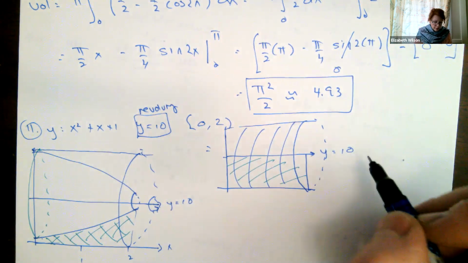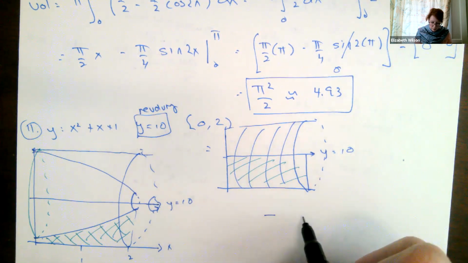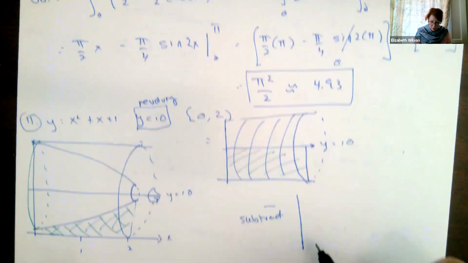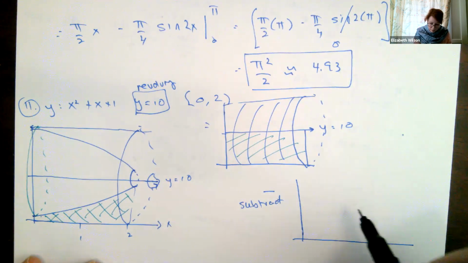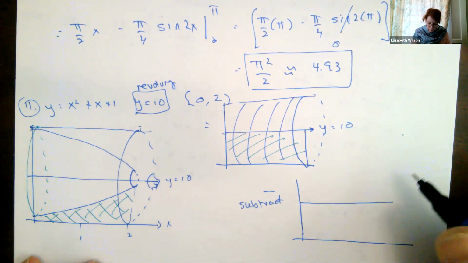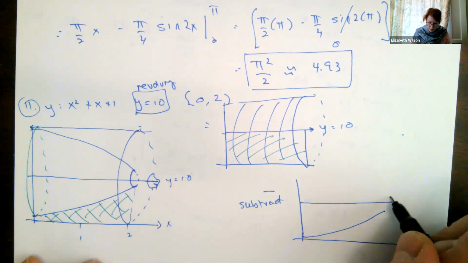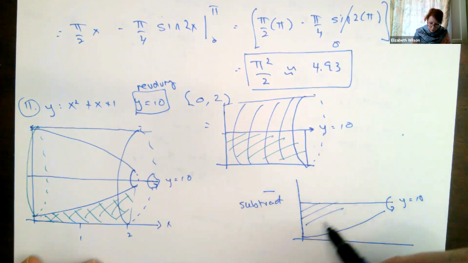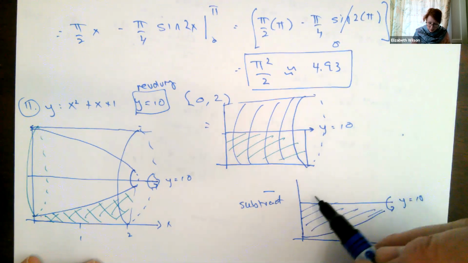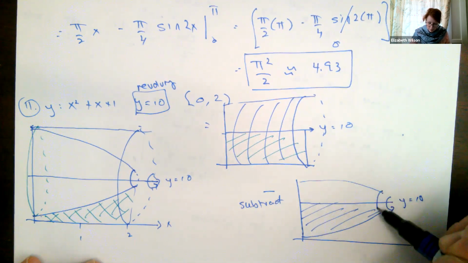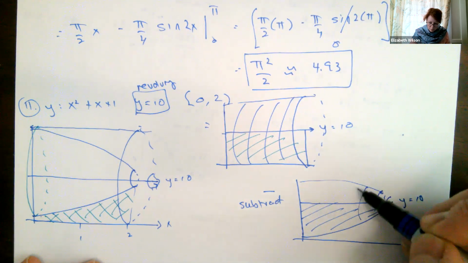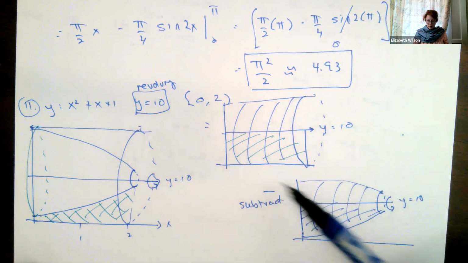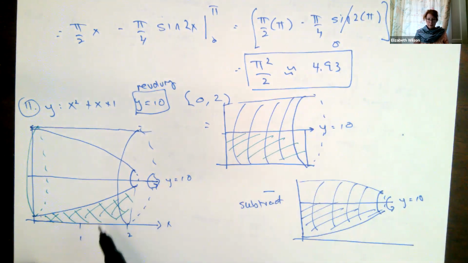Now I'm going to do that, and I'm going to subtract. What are we going to subtract? We're going to subtract as though I were taking my parabola and then rotating it about y equals 10. So I'm going to subtract this bit. If I were to take that and rotate that around, that's how I'm going to get this hollow shell. So I have a solid piece minus this inner piece here, and it's going to give me that outer piece.